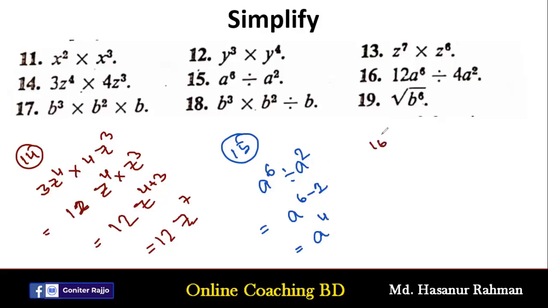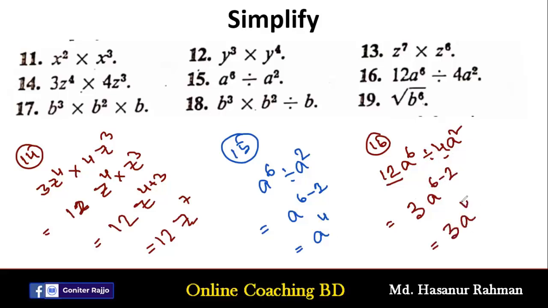Now number 16. Number 16 says 12a to the power 6 divided by 4a square. So how can you solve this problem? At first you have to divide 12 by 4. 12 divided by 4 will be 3. Simple. Now a to the power 6 divided by a square. Bases are same, so we have to subtract the power. a to the power 6 minus 2. Then the final answer will be 3a to the power 4.